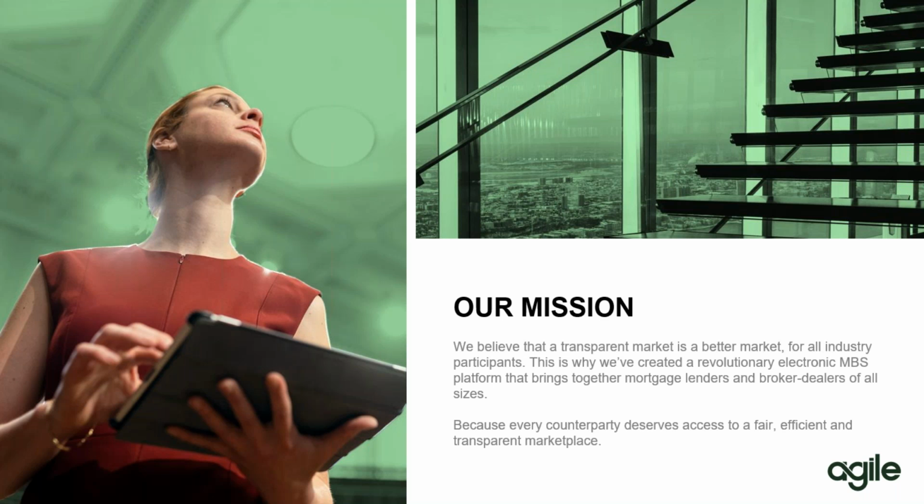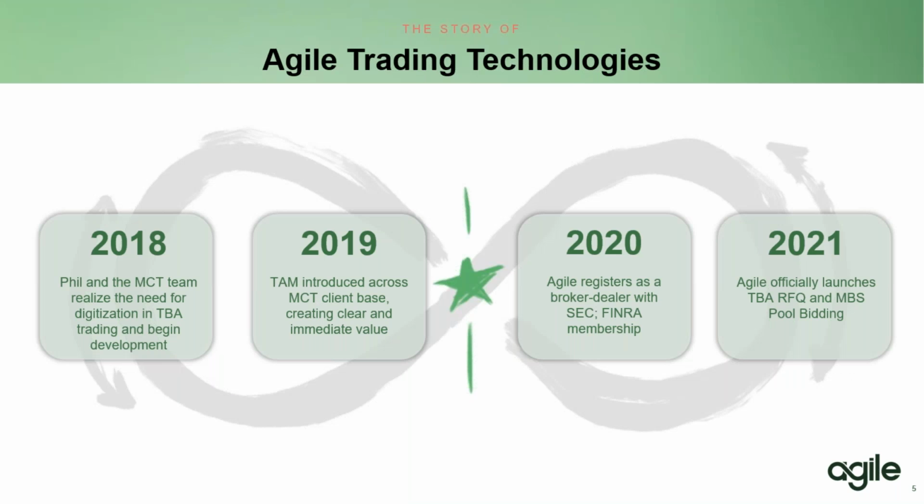So let me talk a little bit about the history of Agile, and it's a story that's 4 years in the making. We have to go back to 2018, where Phil and the team at MCT realized the need for digitization in TBA trading and began development of a platform to do that. That platform is called TAM, or Trade Auction Manager. What drove the development of TAM was really Phil's interest in making the hedging process more efficient, moving it off the phone.